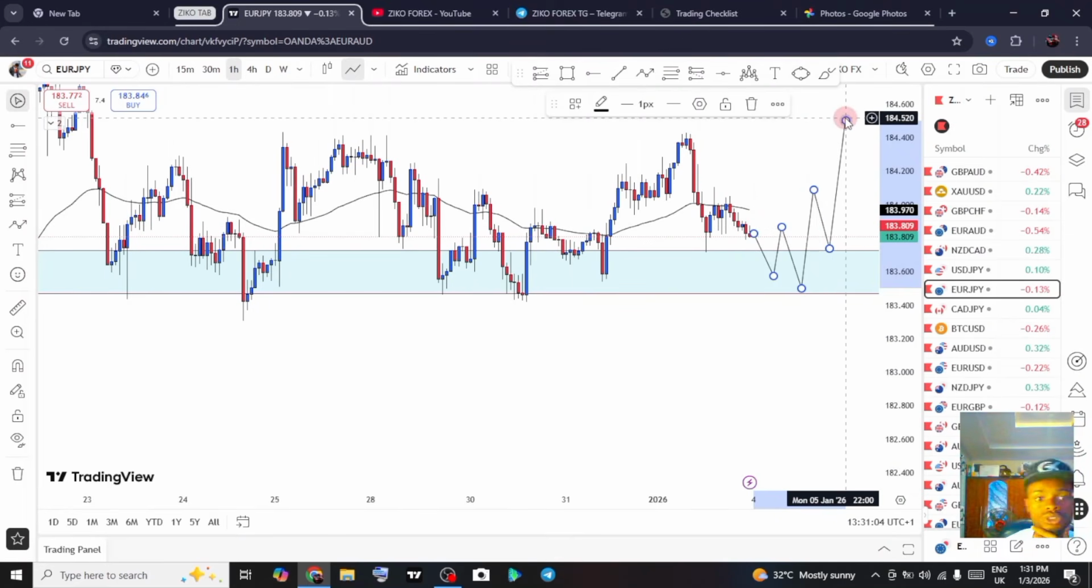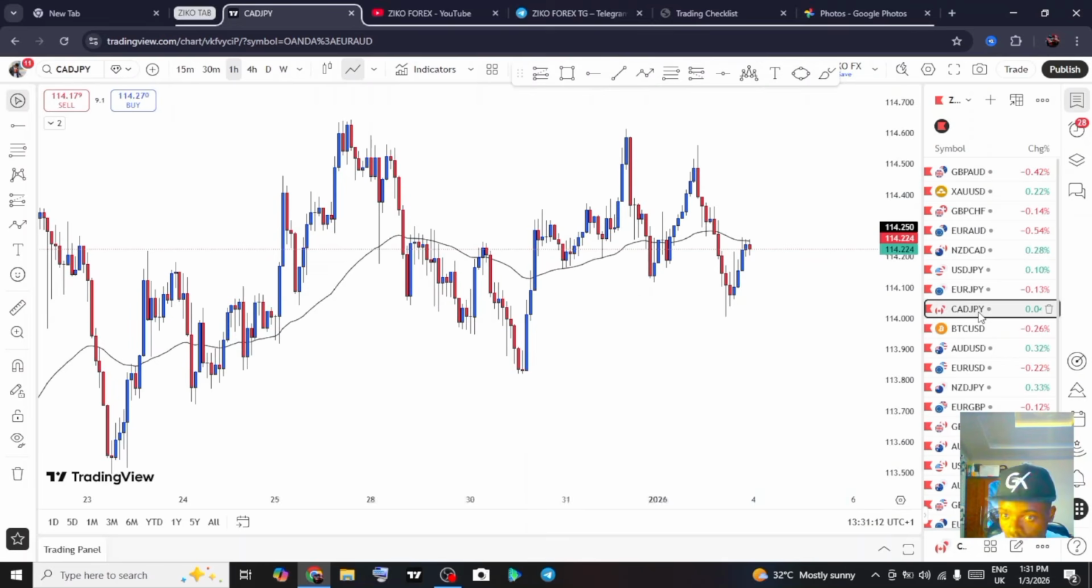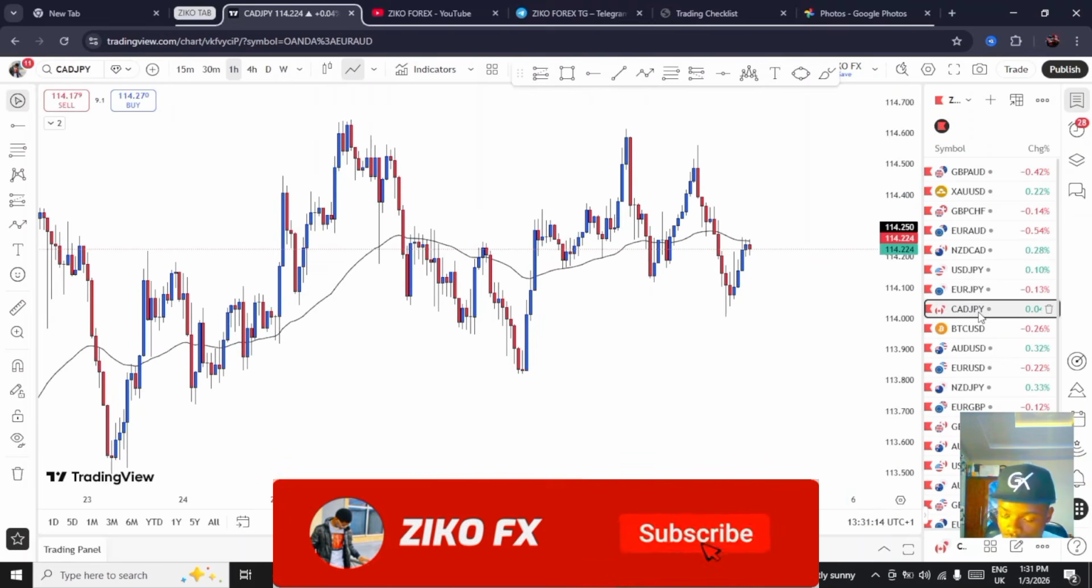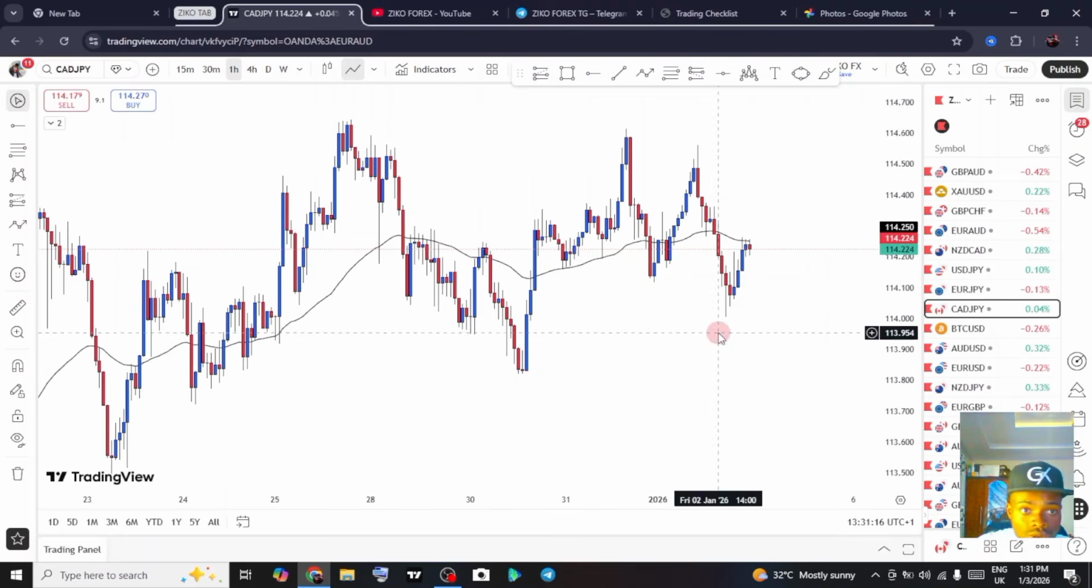But of course the area is a weak area of interest. I'm not really ready to put my money on a weak area of interest, starting with the weak, right? Maybe when we go on, we can continue using our 4 hour area of interest as well. So let's continue on the next pair, CAD JPY.